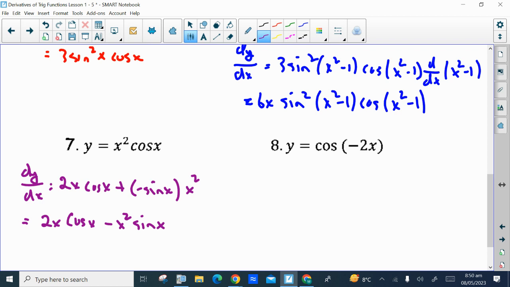And if you wanted to, you could take out a common factor of x out of there. It doesn't really help us in any way, but it wouldn't be wrong if you took out a common factor of x. It would only come out of the 2x and the x squared though, right? Not the sine x or cos x.